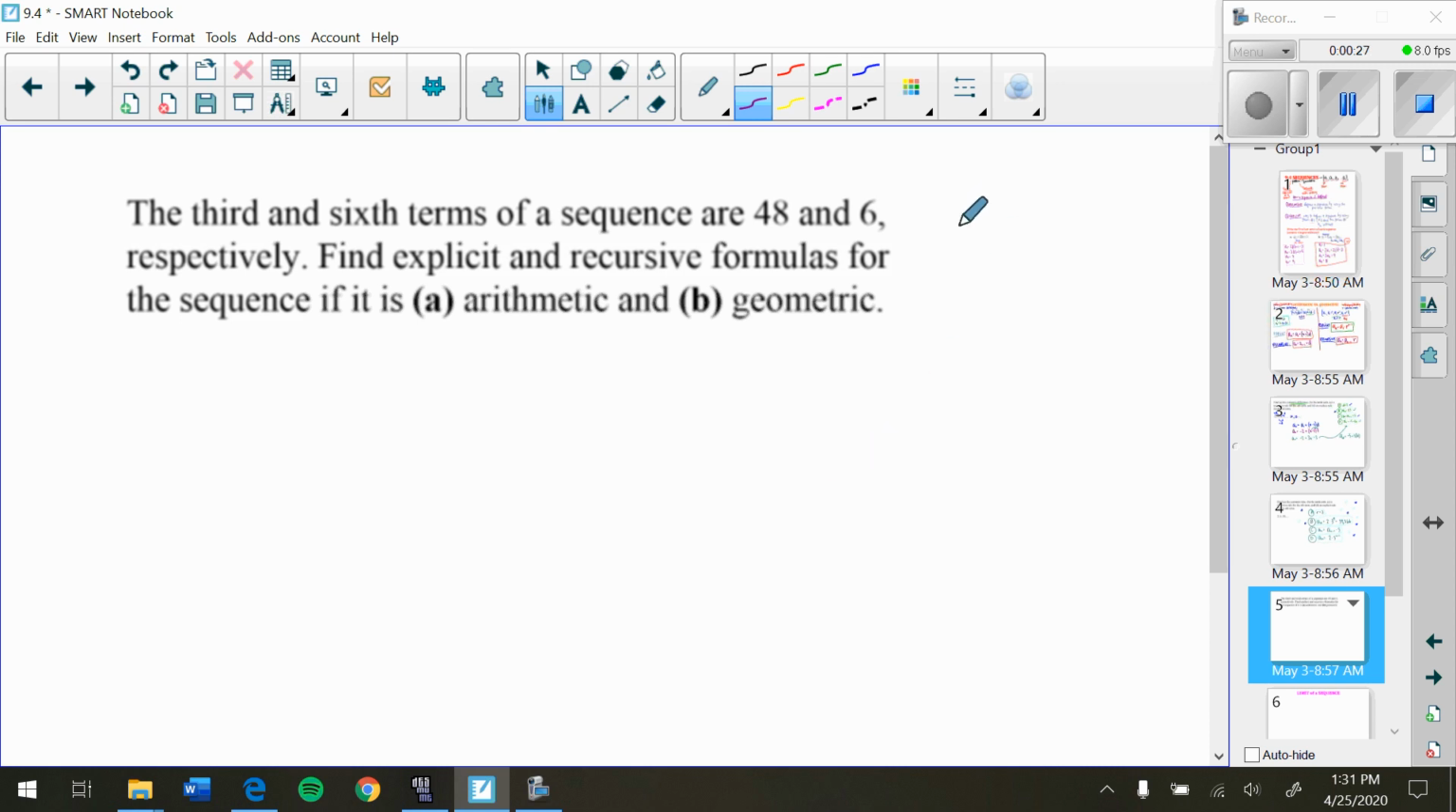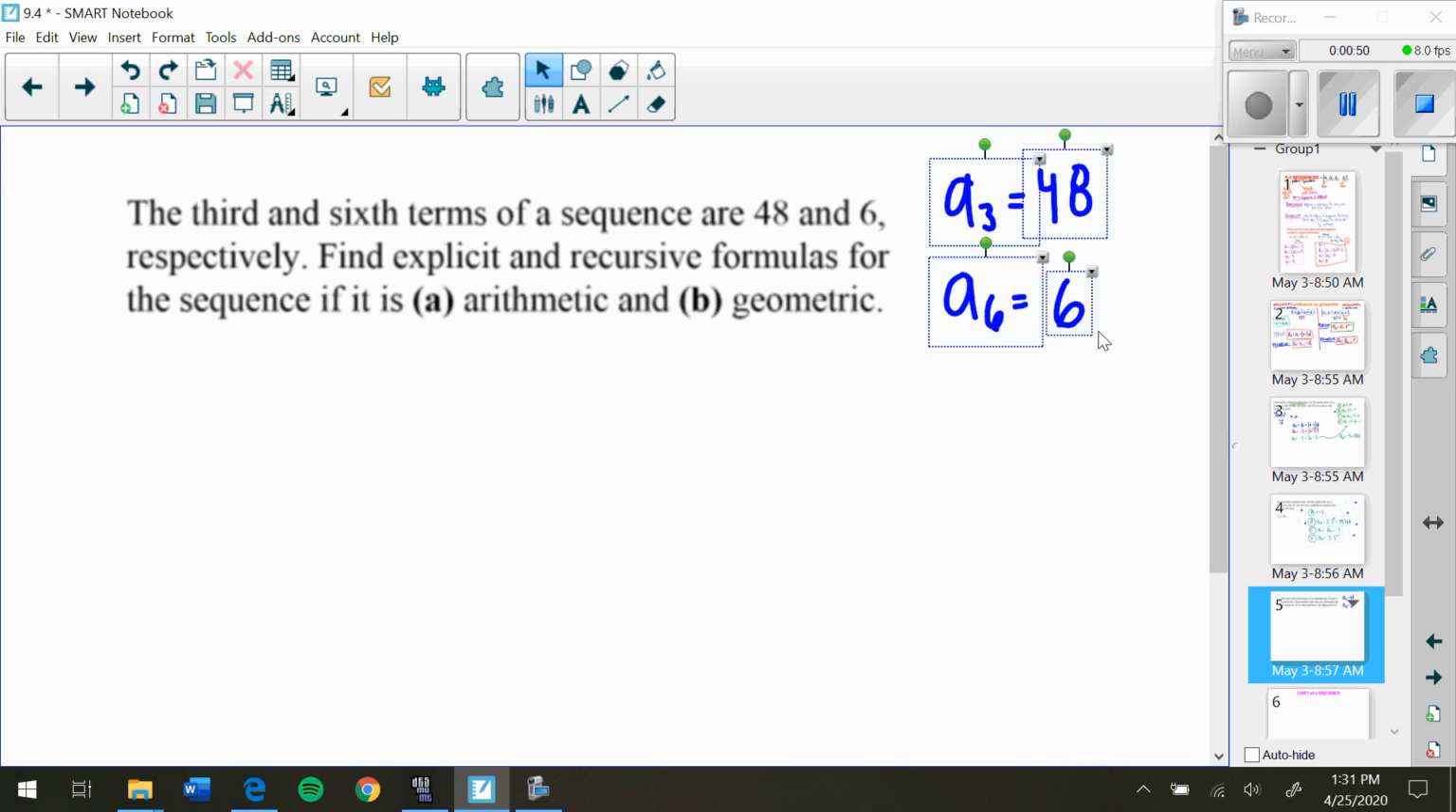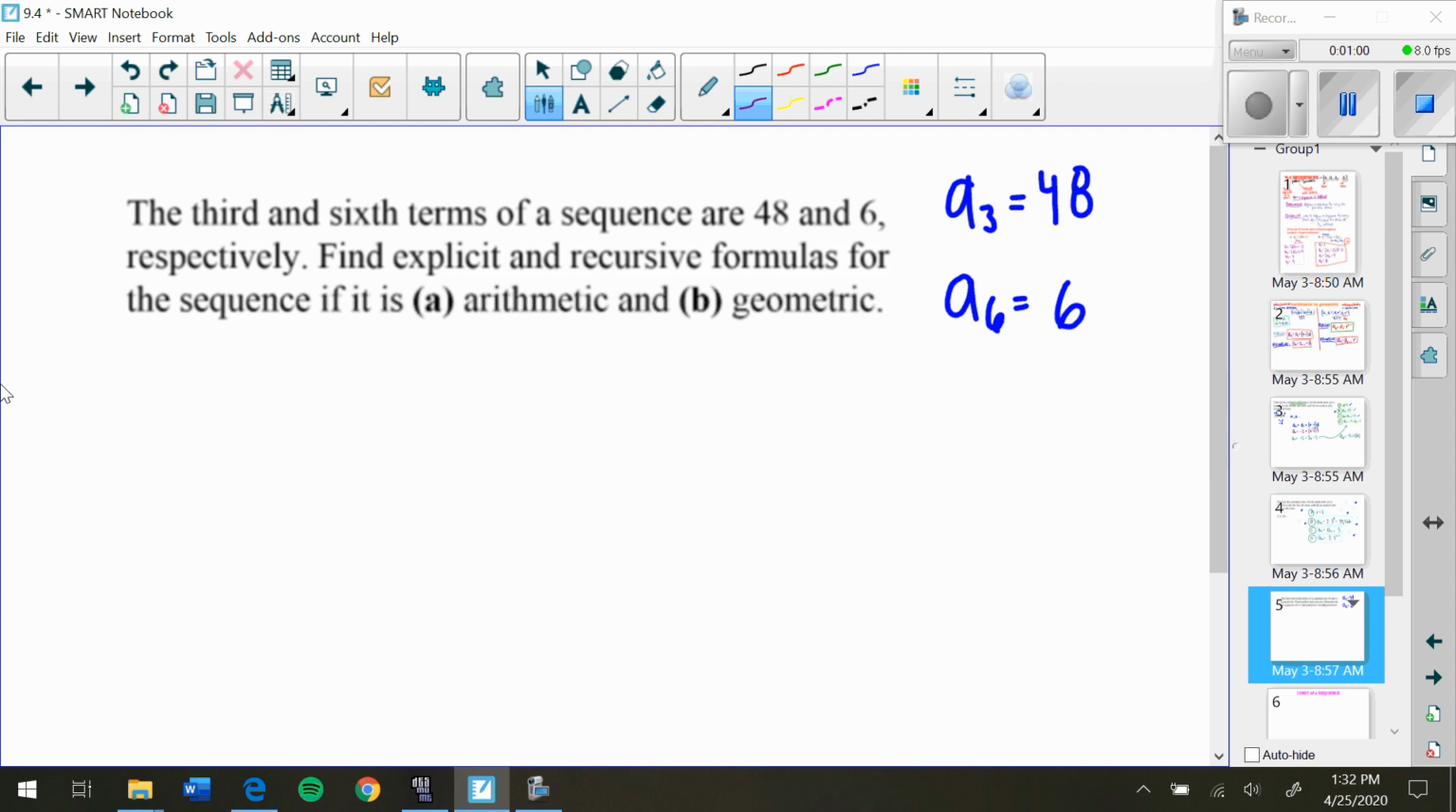All right, let's start by writing down what we know. We are told that the third term, a3, and the 6th term are 48 and 6 respectively, in that order. So that means the third term is 48 and the 6th term is 6. Now we are not told if this is an arithmetic or geometric sequence. In fact, we are told that we need to figure it out in both cases. So let's start with the arithmetic because that's the easier of the two. All right, so this is assuming it is arithmetic.